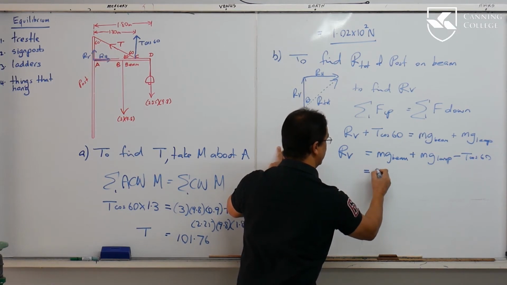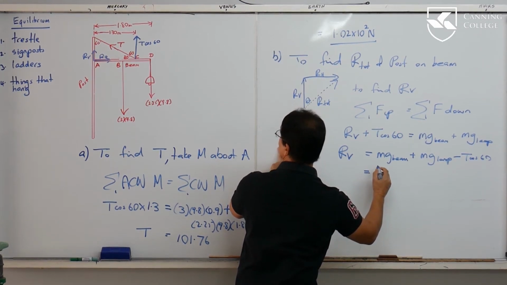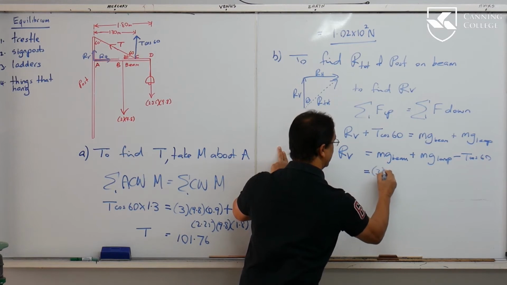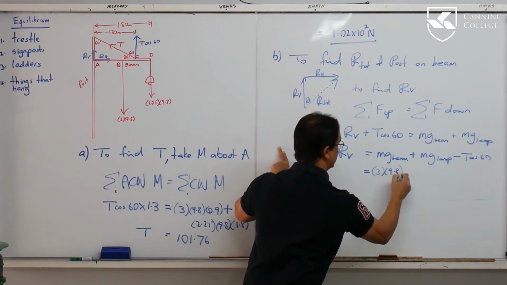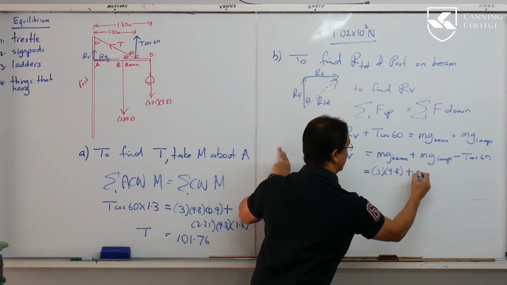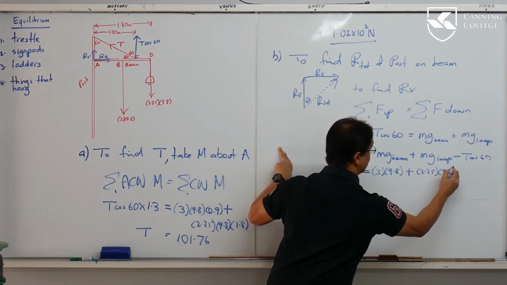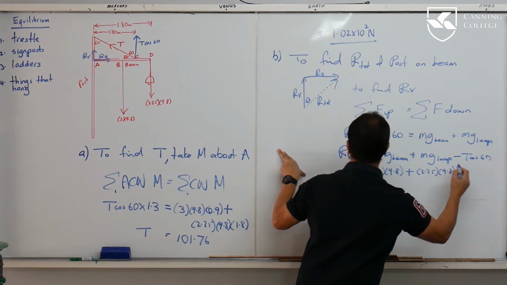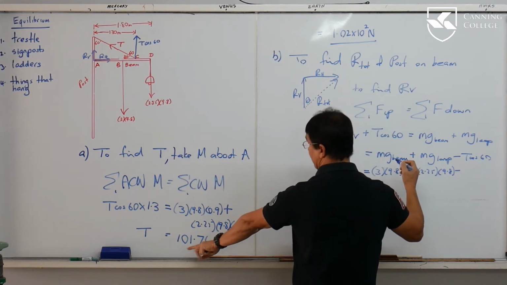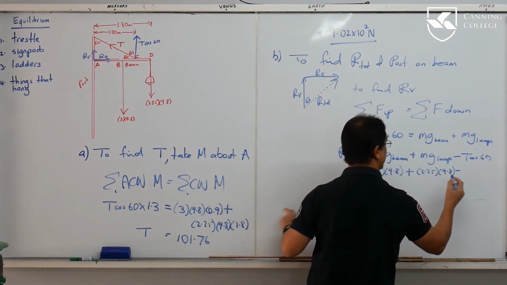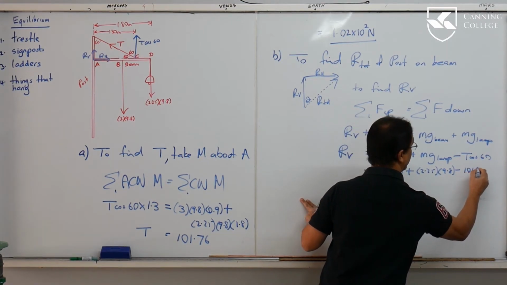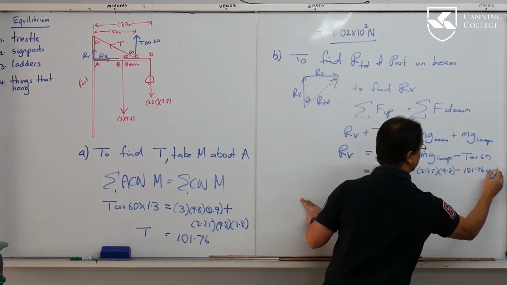Okay, so let's put some numbers in here. What's the mass of the beam? The mass of the beam is 3 times 9.8 to convert to newtons, plus the mass of the lamp, which is 2.25 times 9.8 to convert to newtons, subtract tension, which we've calculated over here. I'm going to keep it nice and accurate for now, 101.76 cosine 60.